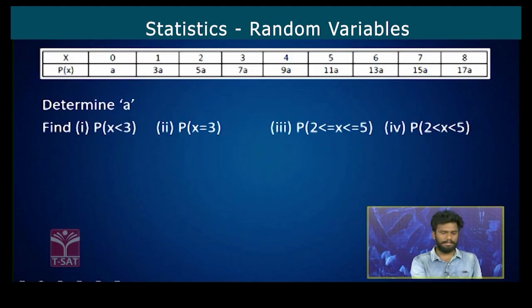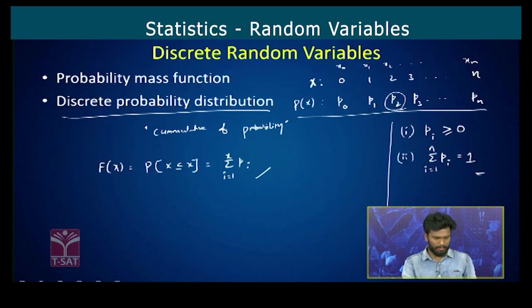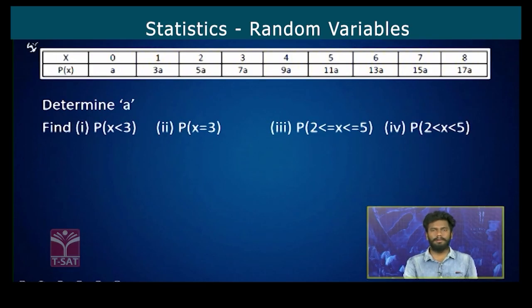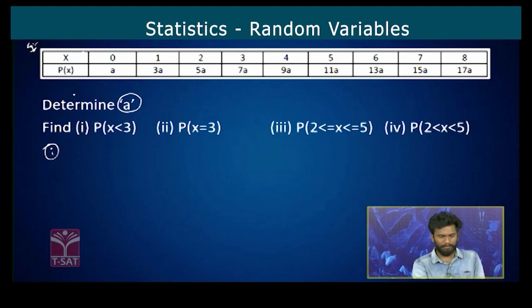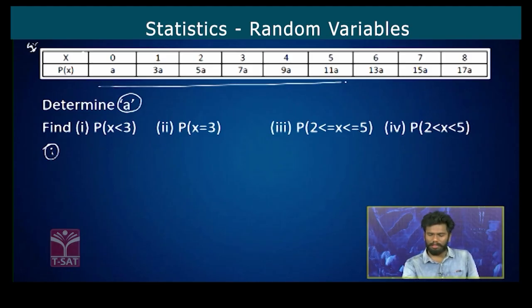So let's take a small example depending on discrete random distributions, discrete random variable. See, here x is assuming the values 0, 1, 2, 3, so on up to 8, and the P of x is given as a, 3a, 5a, 7a, so on up to 17a. First bit is determining the a value. So in order to determine the a value, what we have to do? First thing you do is add all the probabilities.